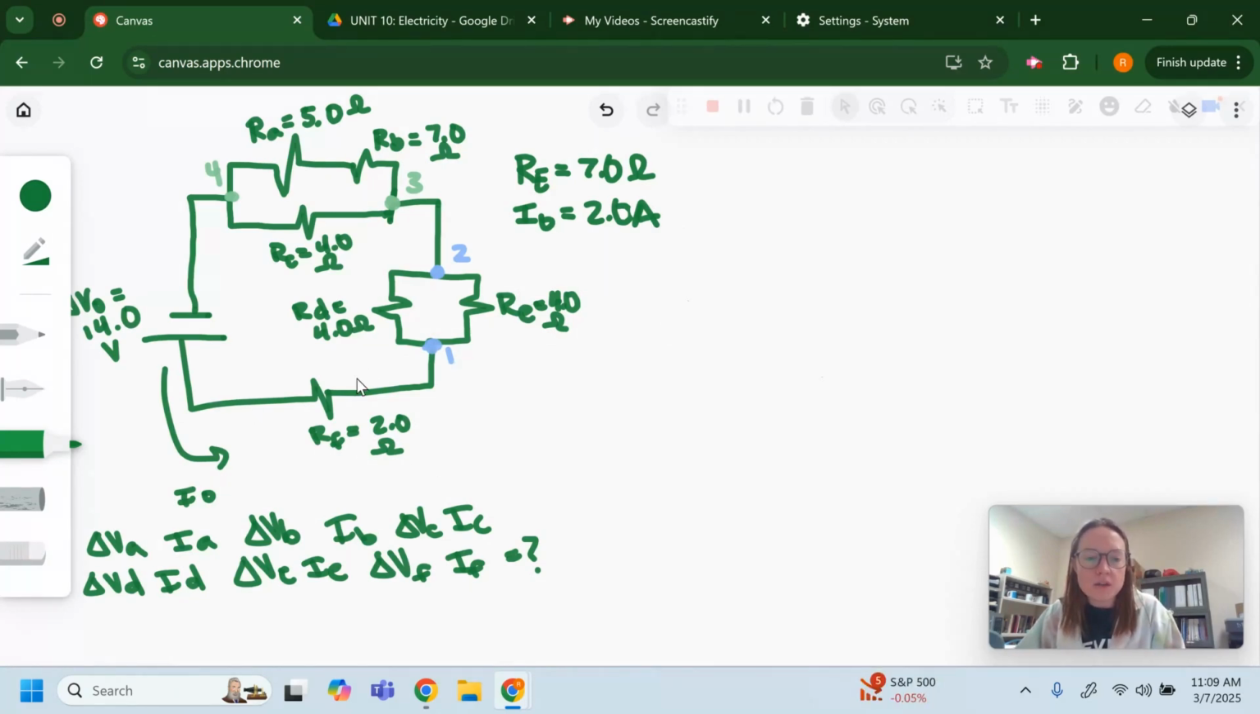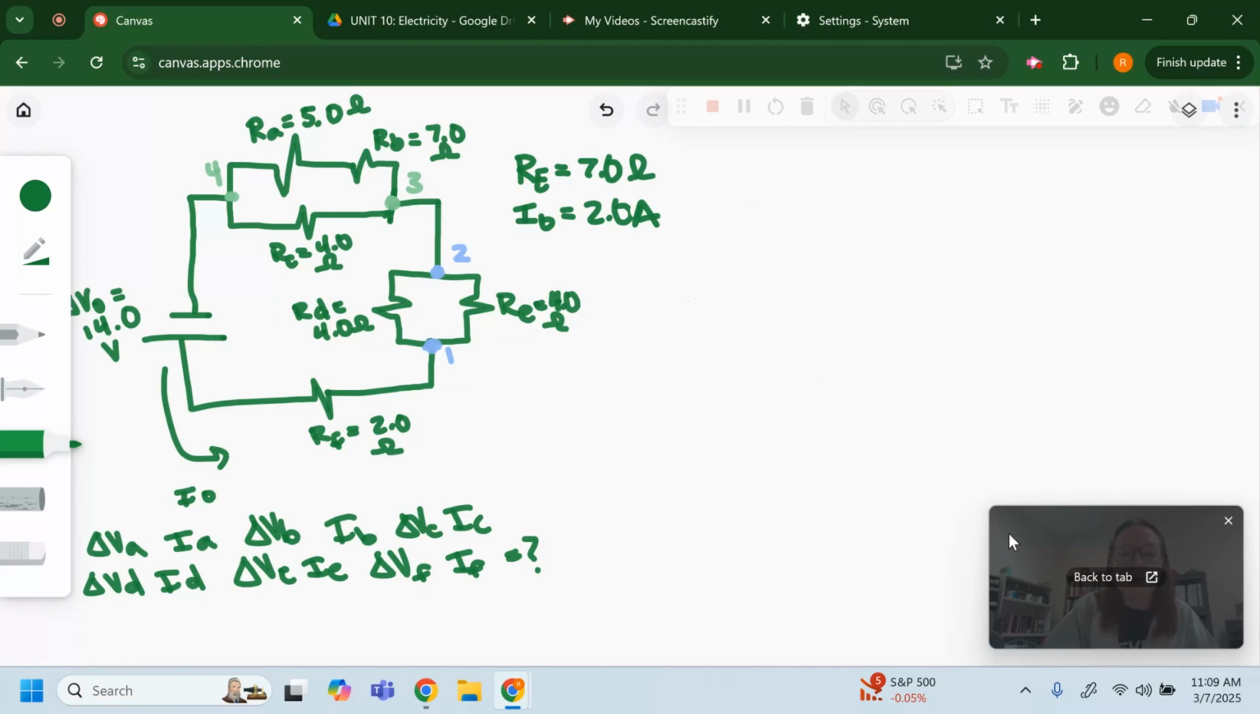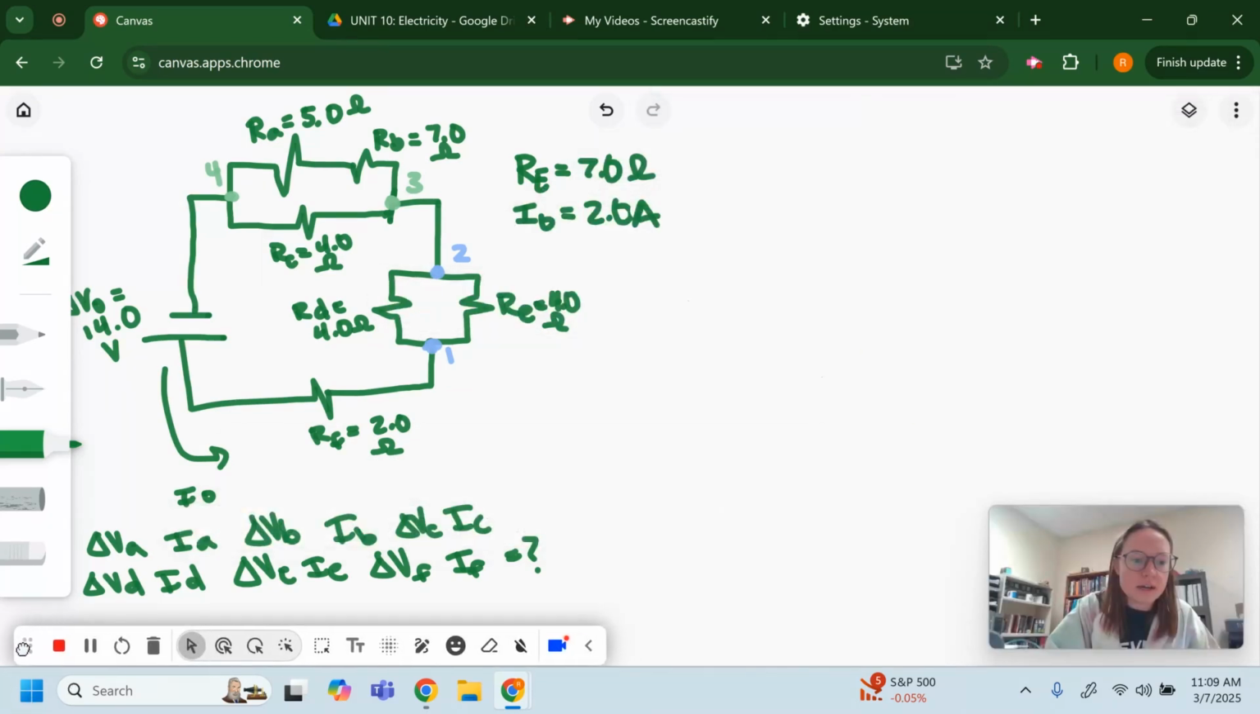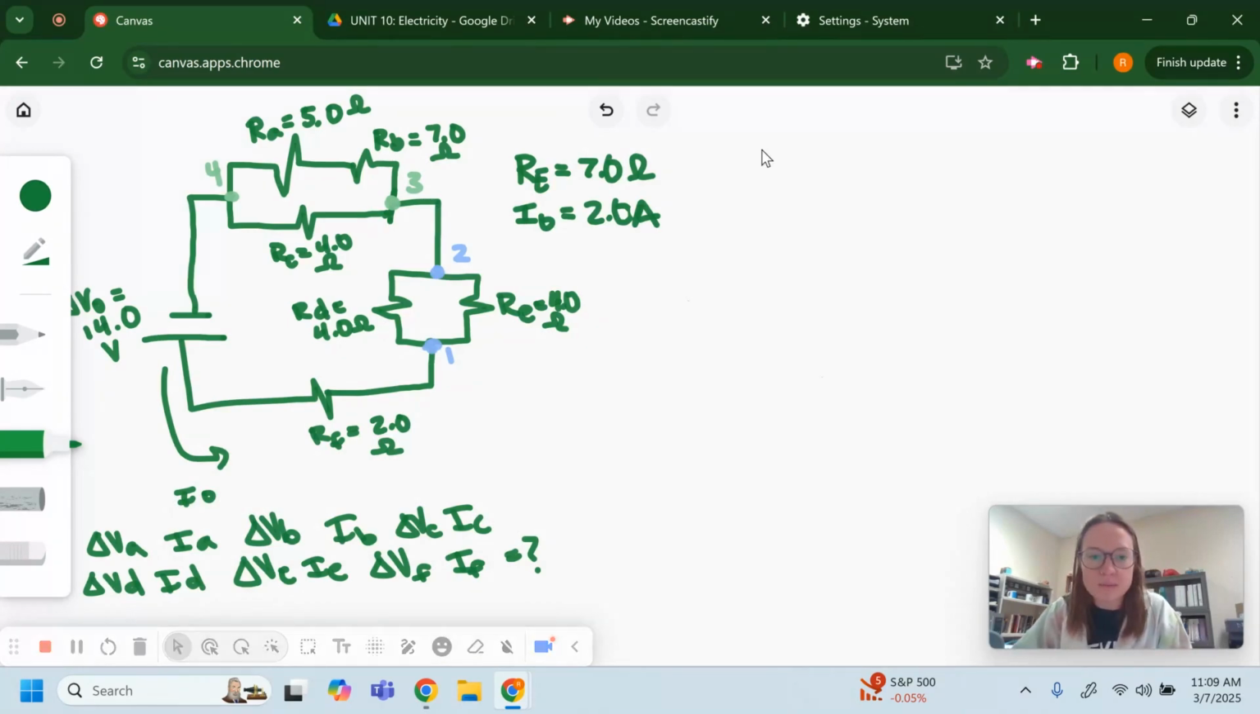Now, here's what I learned. I learned that because all the current is flowing through RF, then I'm going to move this back down here. So sorry. Okay, it's just all a process, people. That means that IF is going to equal I naught, which is going to equal 2.0 amps. And there it is. I found one of my things.